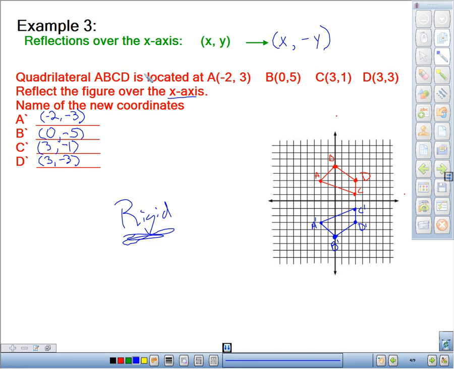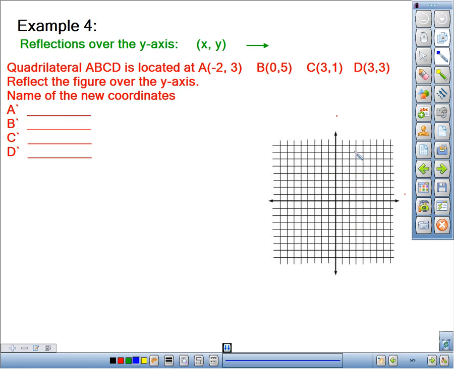All right? Let's try another reflection, but this time, let's go over the y-axis. So I'm going to switch out colors here. And what do you know? We're going to keep that same shape again, just for the sake of argument and keeping things easy. So A is at -2, 3. So A stays the same. B is at 0, 5. So we'll keep that the same. C is at 3, 1. Keep that the same. And then D is at 3, 3. Keep that the same. Drawing our sides.